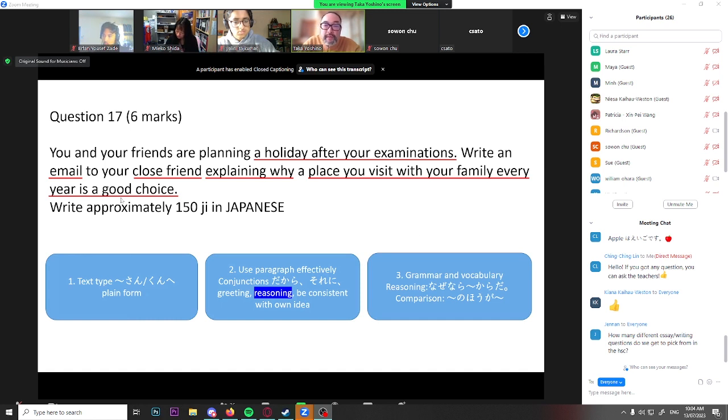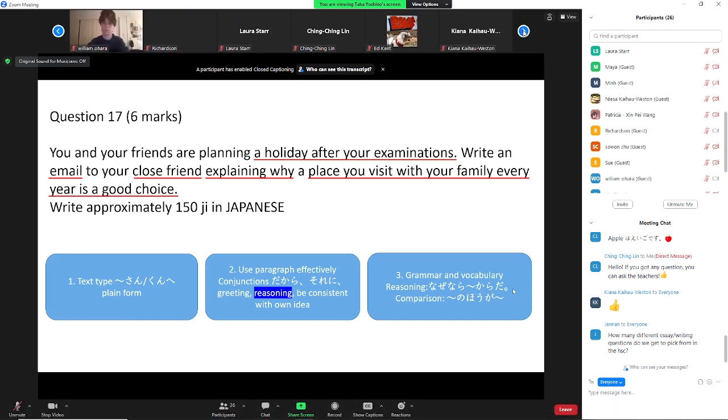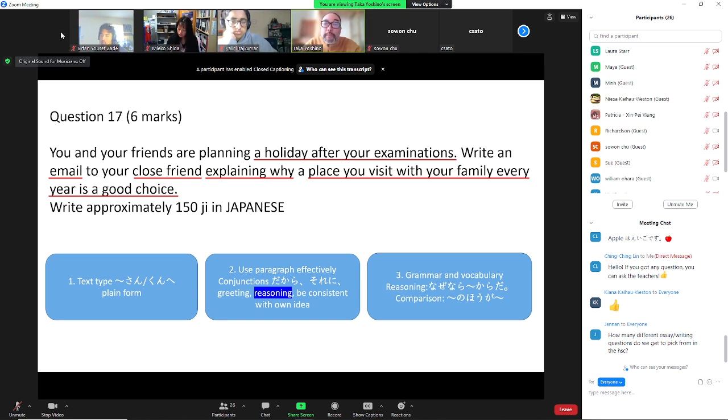Number 3, the grammar structure. Because you are using reasoning, you can use naze nara, dakara da, kara da. So thinking about what kind of grammar structure you can use is a key point to get a good mark. And of course, you can compare the place you visit with your family every year and another place. And if you're going to do that, use no hou ga. If you can include both of them, then you win.